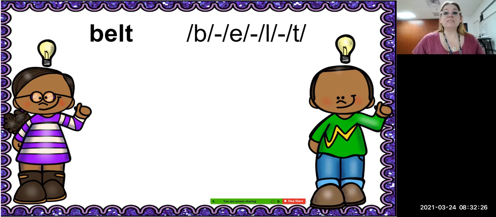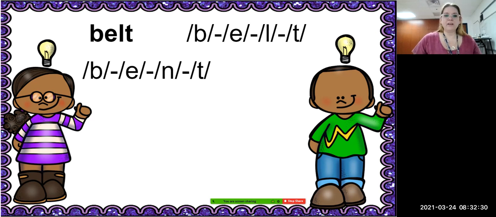Yes, the el. Good. And we're going to replace the first sound, the el, with n. So stretch that word out. What do you think the new word is going to be? So it is bent. Bent. The new word is bent.